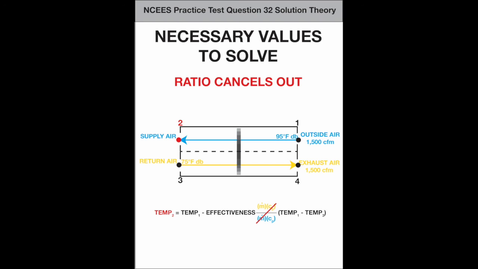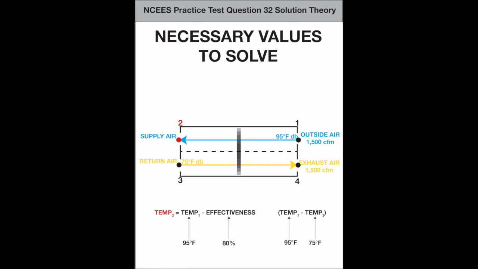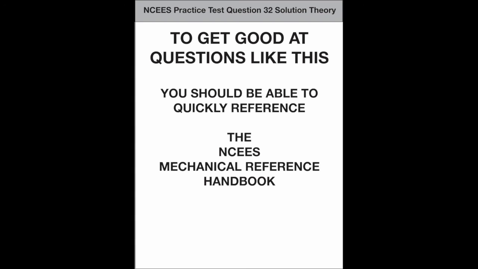The question says the enthalpy wheel is 80% effective. The maximum possible energy transfer is the delta of the entering temperatures. So, 80% of the temperature delta is taken away from the high temperature to give the exiting value. Applying the necessary dry bulb temperature shows point 2 to be 79 degrees Fahrenheit. Option B.